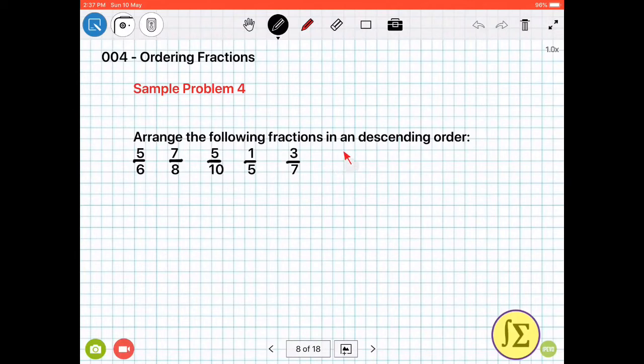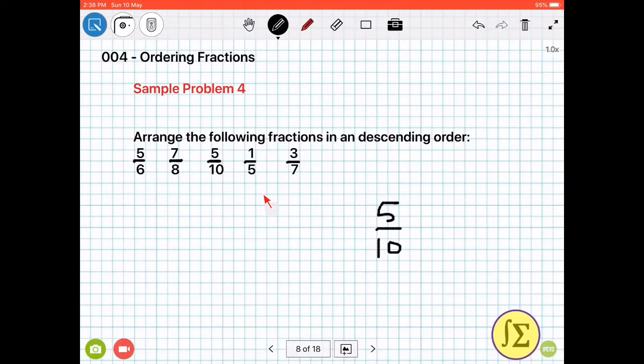So if we are going to arrange them in a descending order, that means we know the middle point is half, right? So we're going to write that first, 5 over 10. So you're going to have two fractions on this side, the smaller than half, and these two fractions which are larger than half are going to be this side, but we don't know which is the larger between the two, right? So we're going to create equivalent fractions.